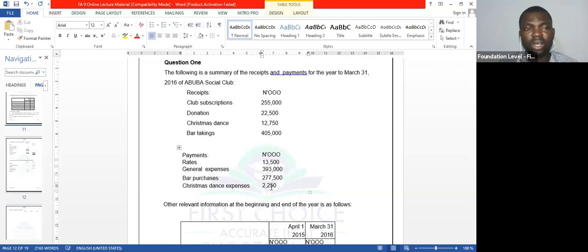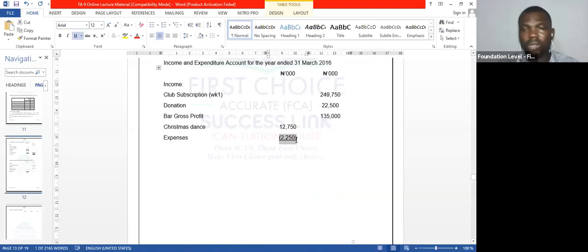So let's calculate what we give you. This will give you 12,750 minus 2,250, and that will give us 10,500. The 10,500 will now appear under the second column. Then we are good to go on our income.